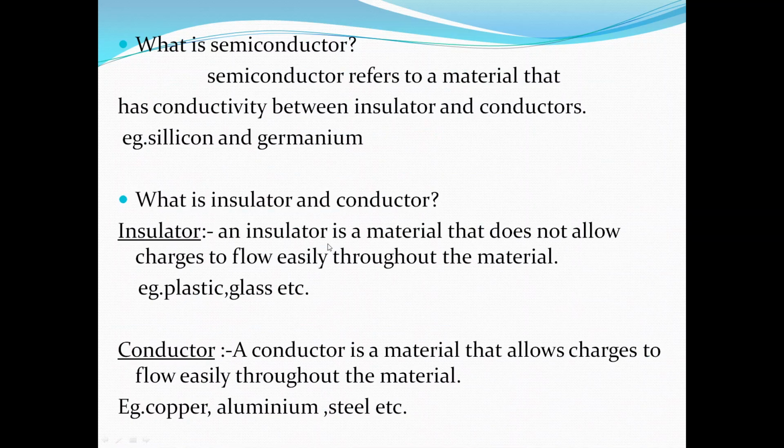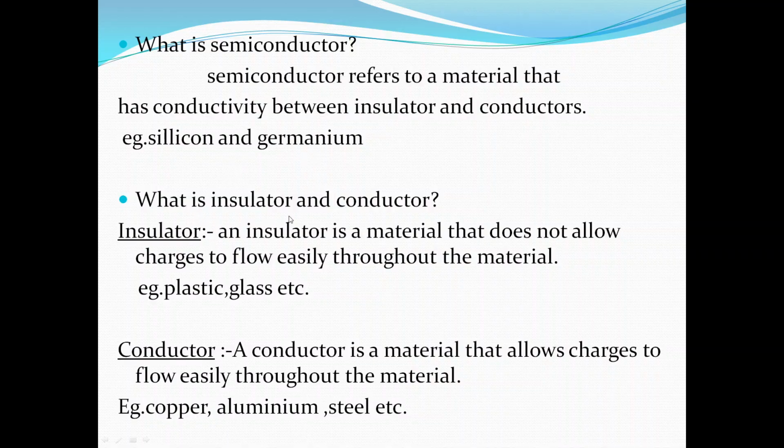Students, I will give you some basic information that you already learned last year. Here we learn only semiconductor, insulator and conductor. Okay, so first see here, what is semiconductor? Semiconductor refers to a material that has conductivity between insulator and conductor. For example, silicon and germanium.